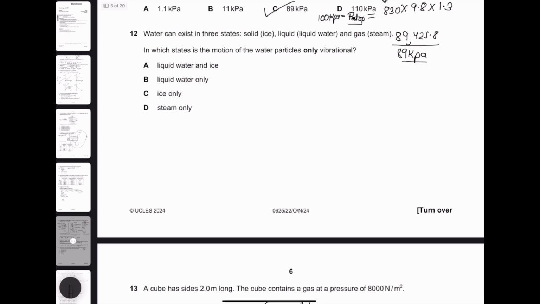Now, water can exist in three states: solid, liquid, and gas. In which state is the motion of water particles only vibrational? It's only vibrational in the solid state, which will be ice only in this case.